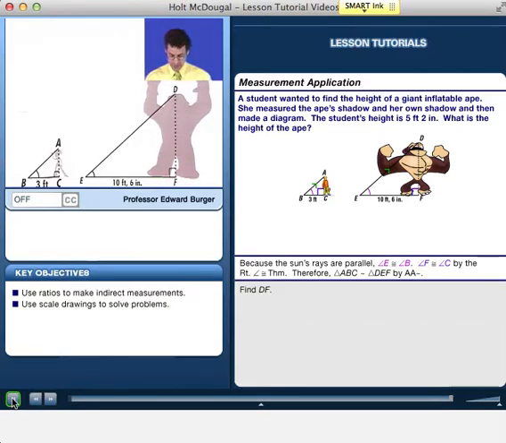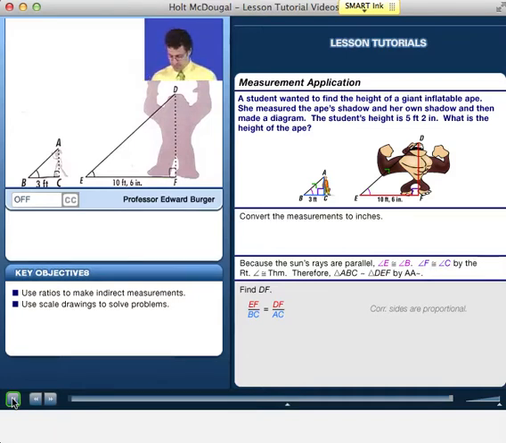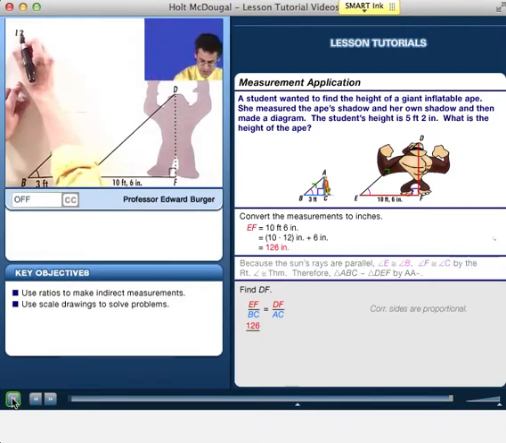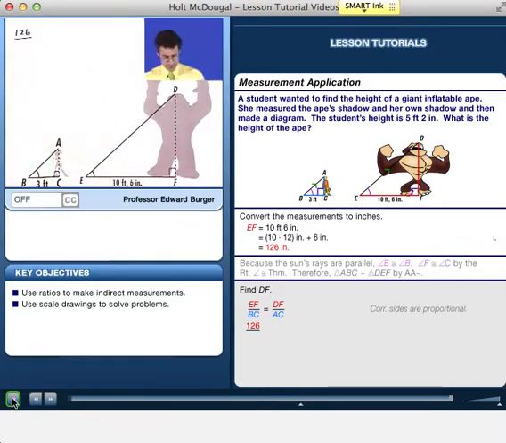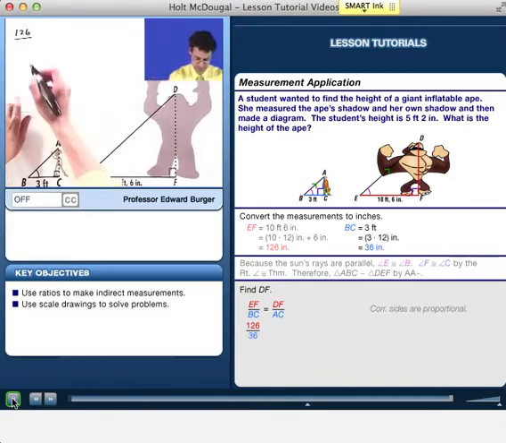So let's actually do that. What I could say is, this is to that as this mysterious ape height is to the known height of the student, and then solve for that. So let's set up the proportion. This is to that, so shadow is to shadow. Now I should convert things to the same unit, so let's just convert everything to inches. 10 feet, that's 120 inches, plus 6 inches is 126 inches. So I have 126 inches is to, now I don't want to write 3 feet, let's convert everything to inches, which is of course 36 inches.